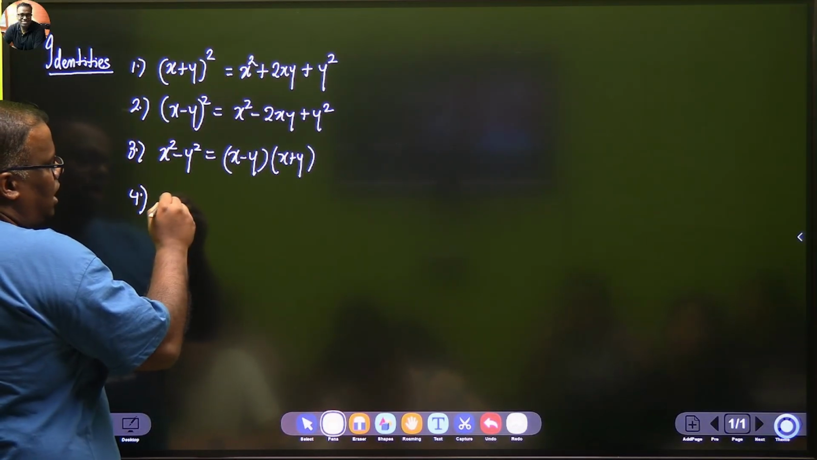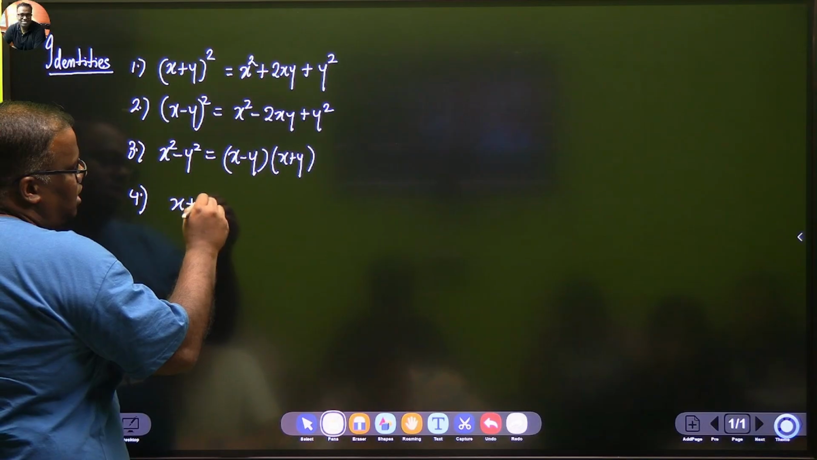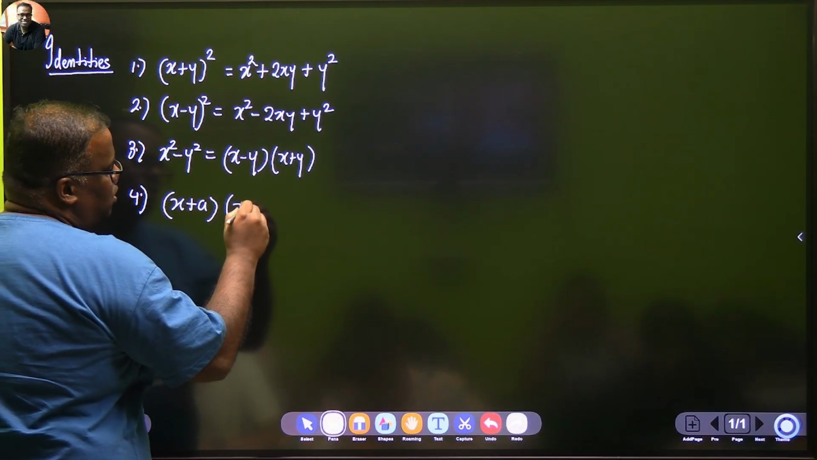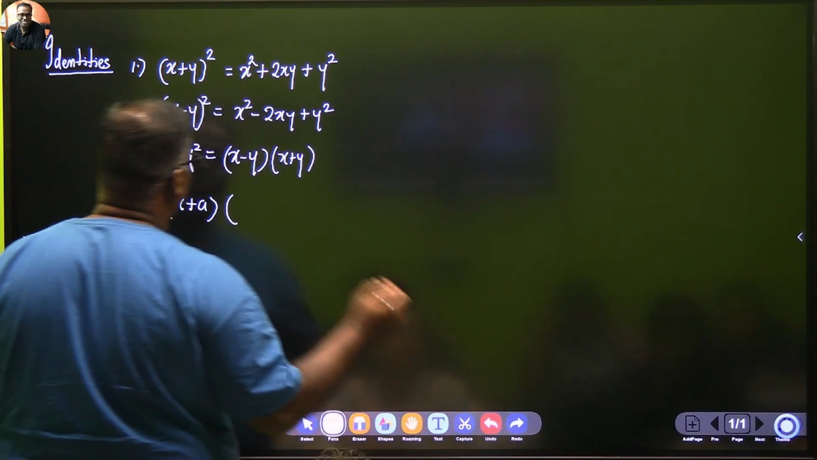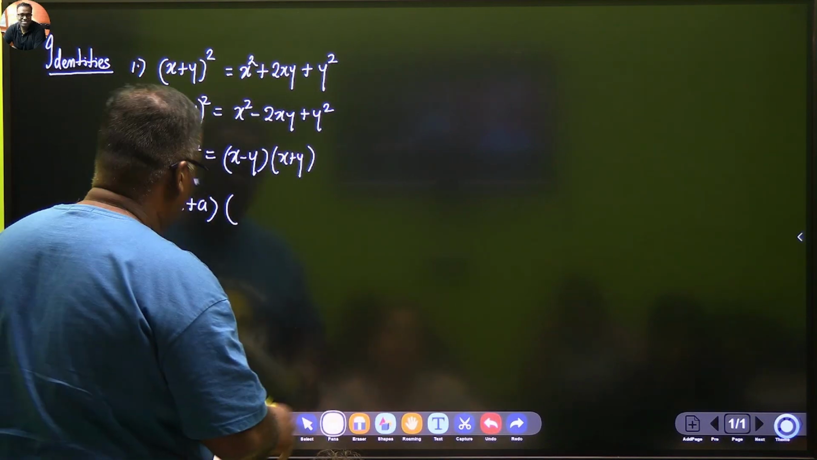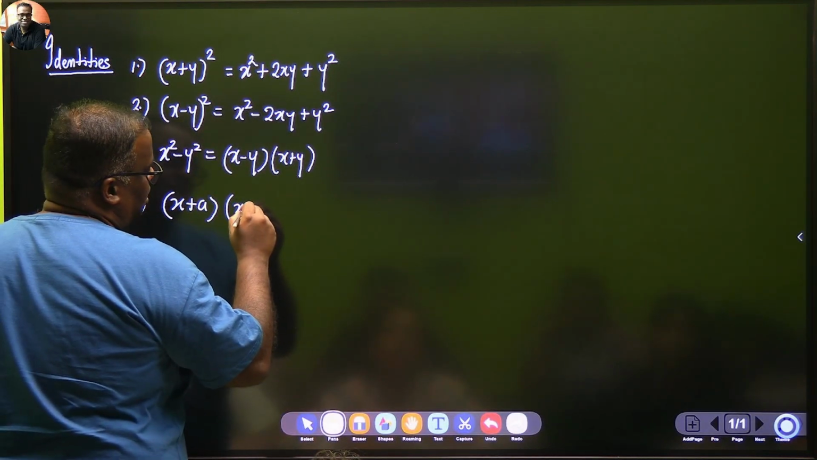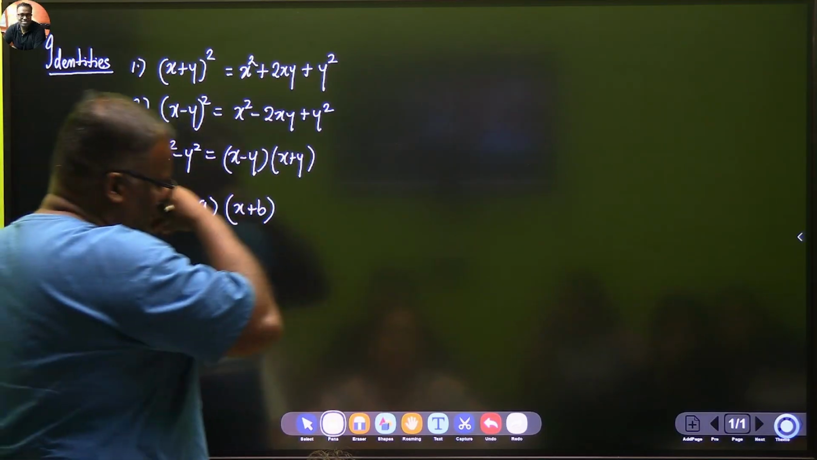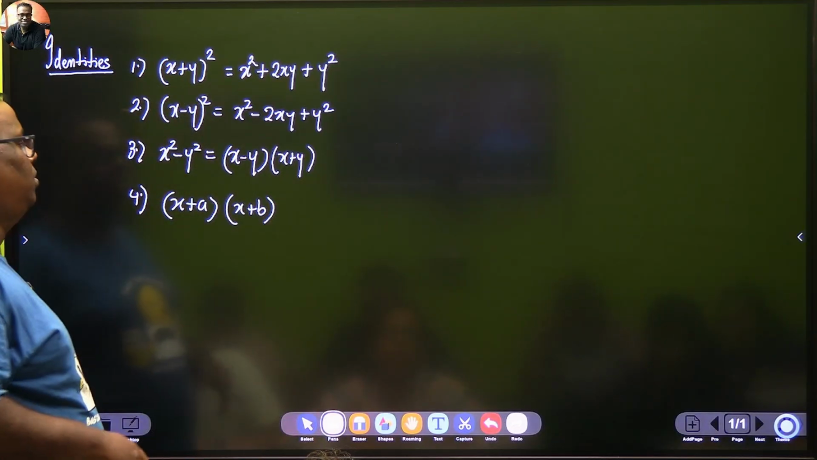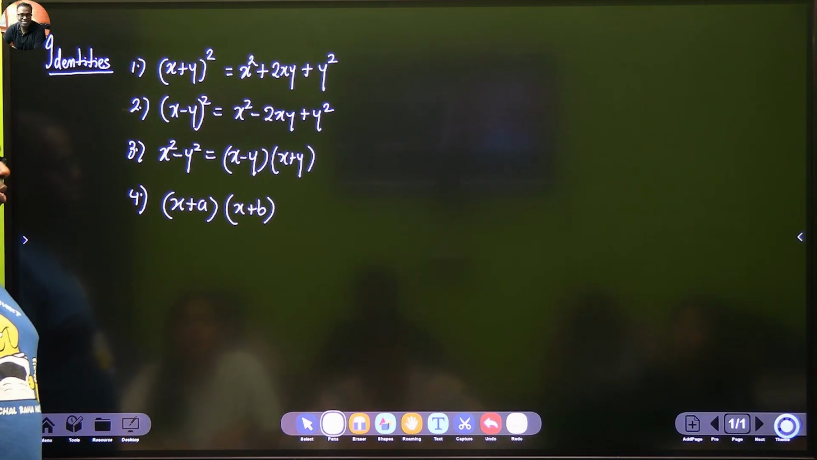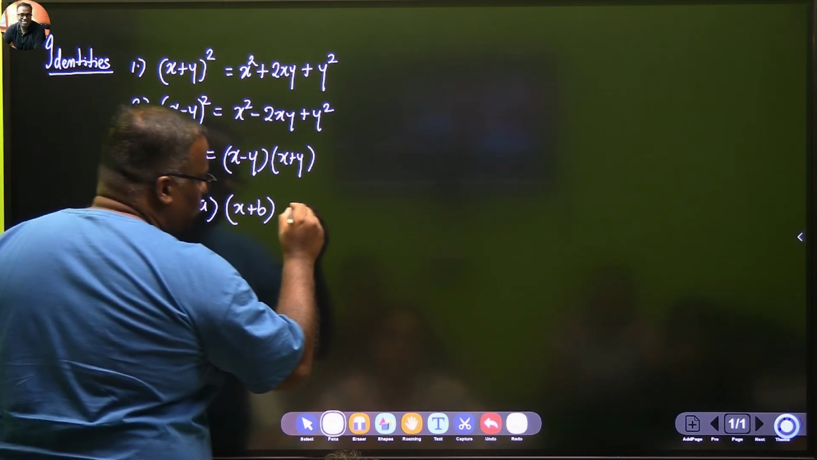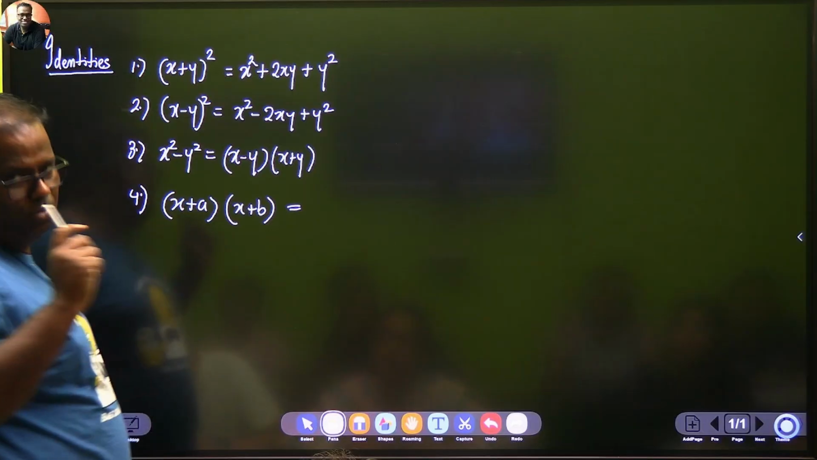Number 4 is a stylish formula. X plus a multiplied with x plus b. Now, sorry, y plus b. Okay. Let's see this formula now. This formula is very stylish. See, how do we remember it? Just look at these two brackets. It's a binomial into binomial.